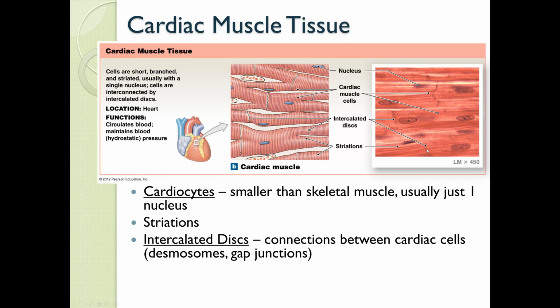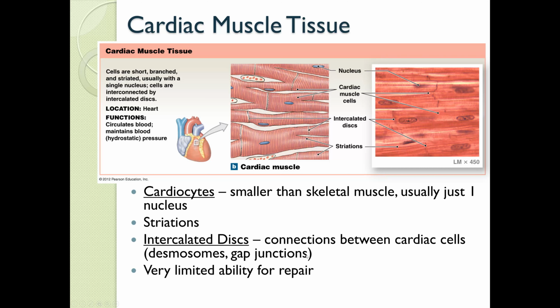Those are intercalated discs. These are connections between one cardiac cell and another cardiac cell. So two cardiac cells are connected at the intercalated discs. These are made up of desmosomes, which we covered earlier, and gap junctions. So it allows one cardiac cell to share ions and material with another one. It's how all of your cardiac muscle cells communicate and are able to contract at the same time, which allows your heart to beat in a rhythmic pattern.